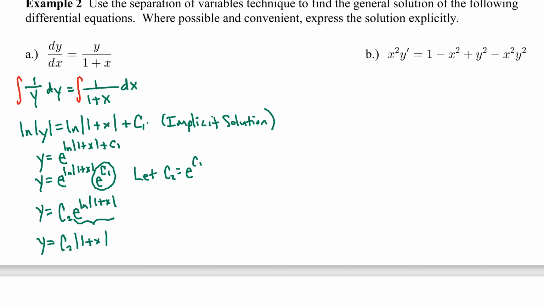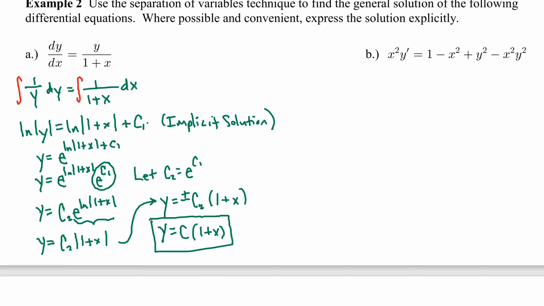Now we can actually get rid of those absolute value bars by recognizing that what we have inside those absolute values may be either positive or negative when I remove those absolute value bars. So we could call this plus or minus C2 times 1 plus x. Well, if C2 is positive or negative, it is still a constant, and depending on the initial condition, we could get an explicit value for C2. So we're simply going to call that arbitrary constant C times 1 plus x. So we have allowed constants to evolve over our process of moving to an explicit solution.